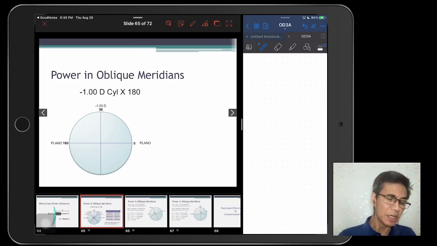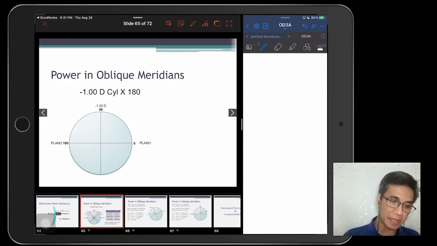Now, the thing is, when we are asked, ano naman ang power on the oblique meridians? In other words, meridians other than the principal meridians. So, paano naman ang mangyayari ngayon? Now, pwede tayong gumamit ng mga simple na ratio para malaman natin kung ano yung magiging power sa mga certain meridians. Hanapin lang natin ano ba or gaanong kalayo ba siya doon sa may axis meridian.